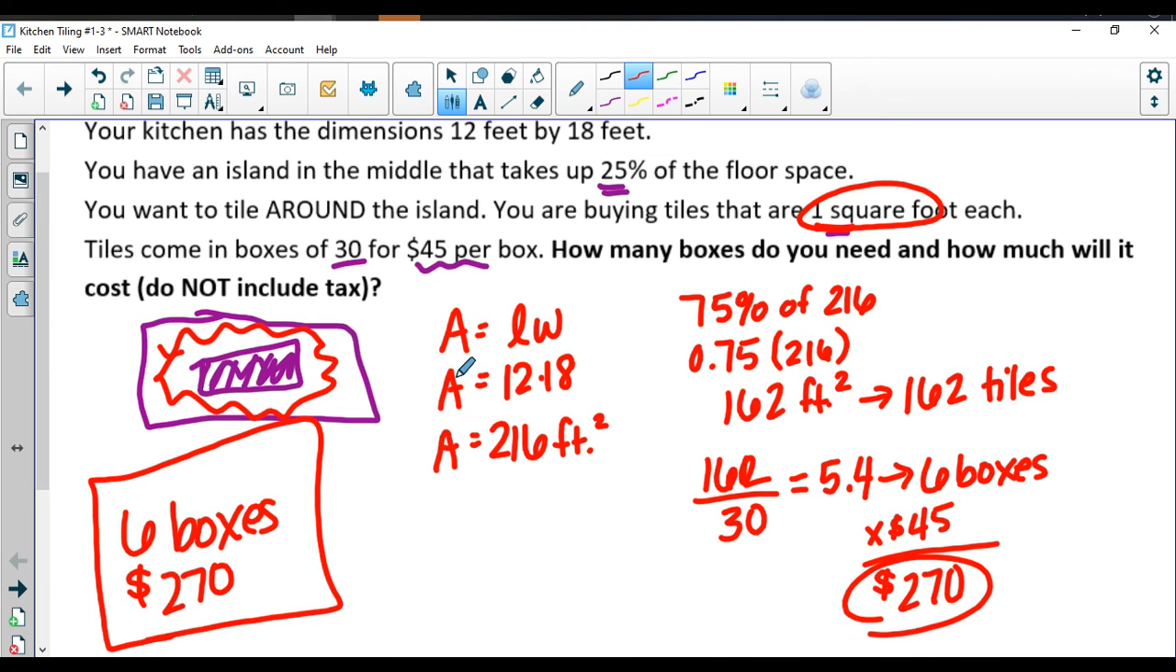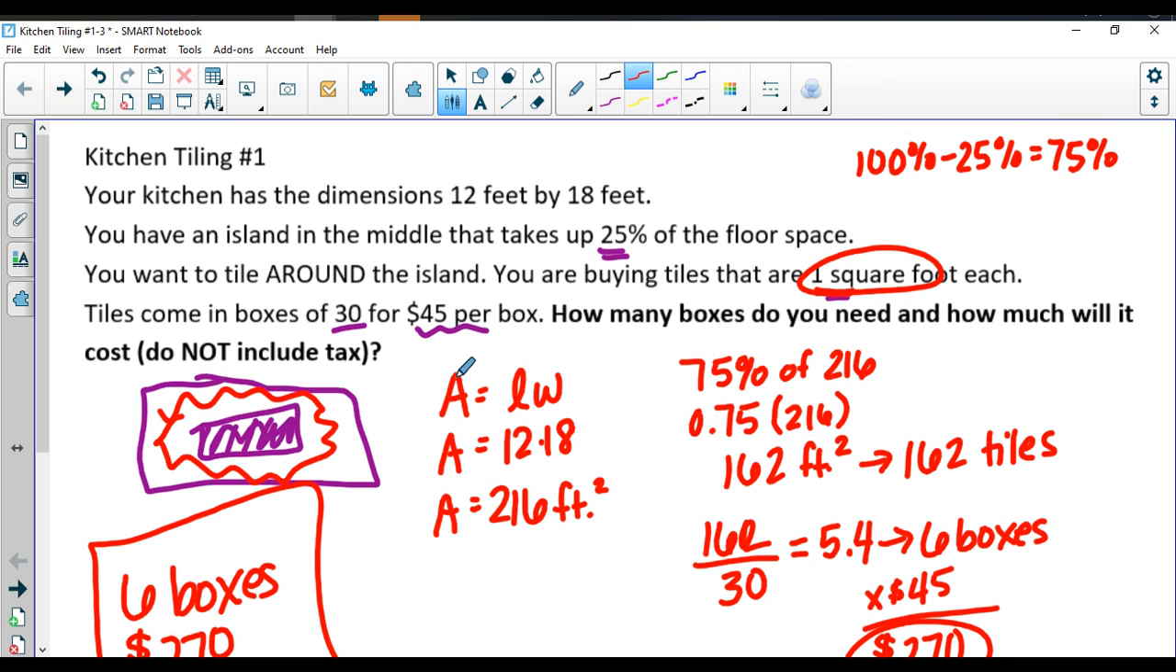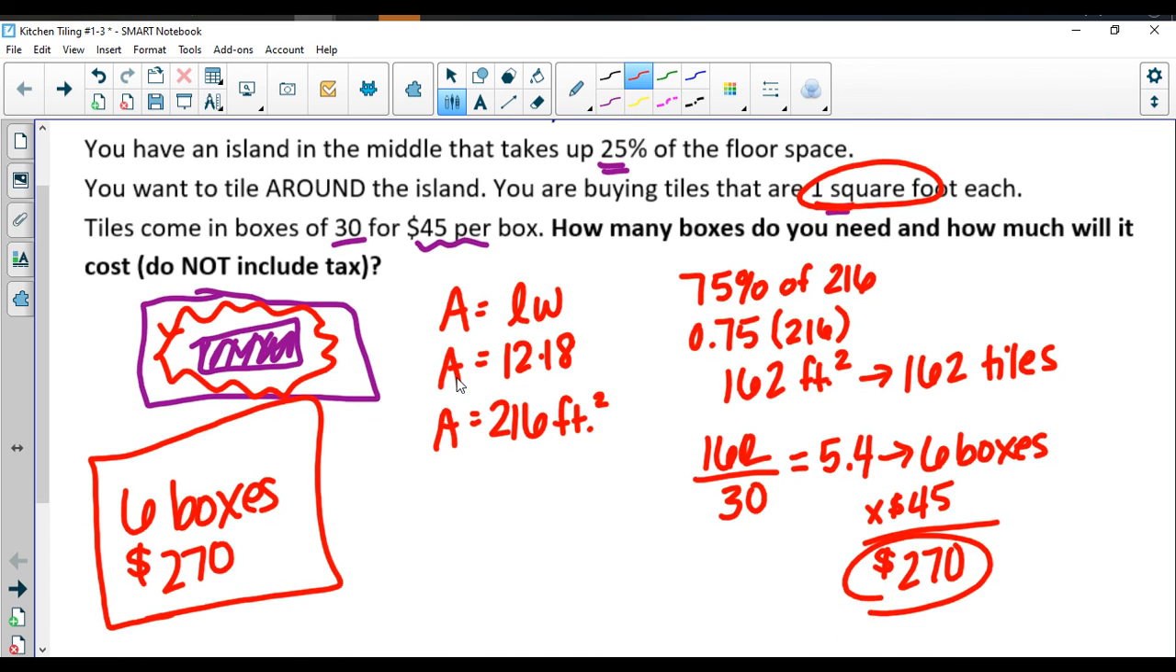So this is your first kitchen tiling problem. You're going to have 2 more after this that are going to be graded. So like I said, this one you want to make sure that you take notes on and that you're prepared to do some of these on your own afterward.